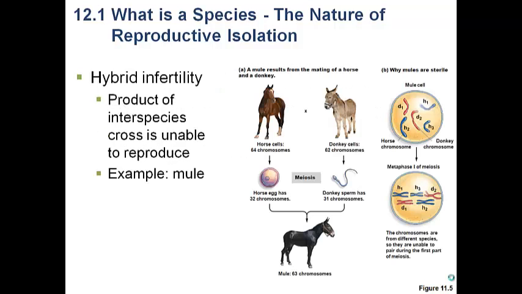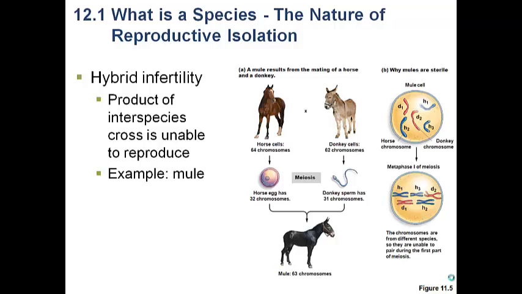Now on the other hand, interestingly, you can also have a post-fertilization mechanism of reproductive isolation referred to as hybrid infertility. So we're very familiar with this. We have a horse shown in our diagram here, and we have a donkey. A horse and a donkey reproduce to form a mule. Interestingly, the horse has 64 chromosomes, the donkey has 62 chromosomes, and so the mule has 63 chromosomes.